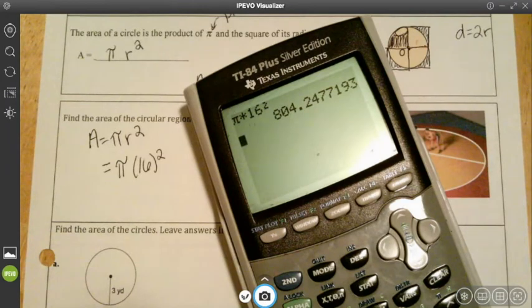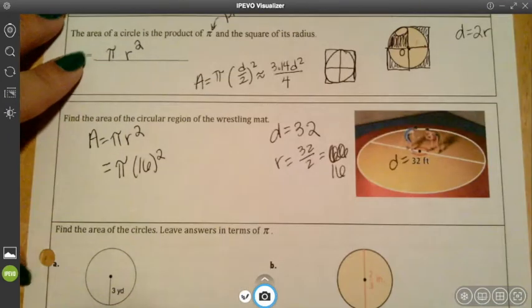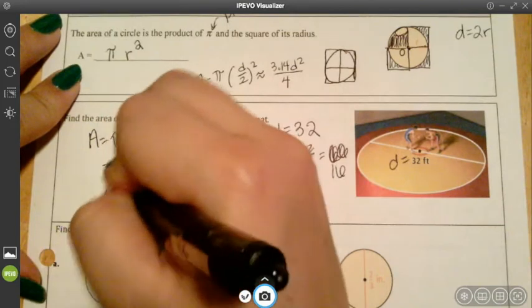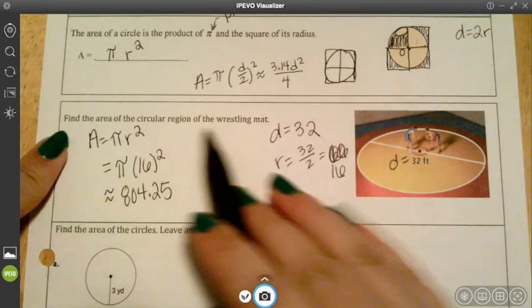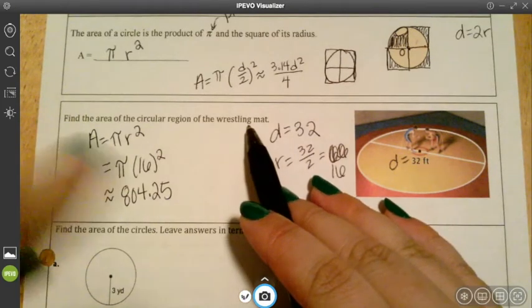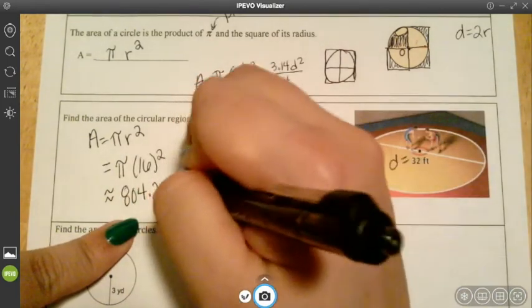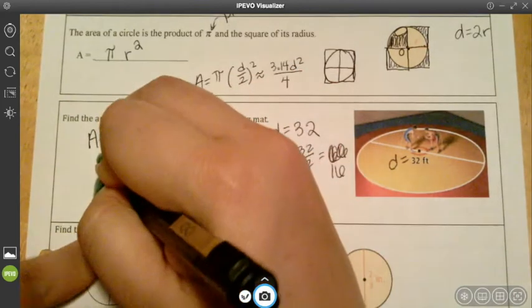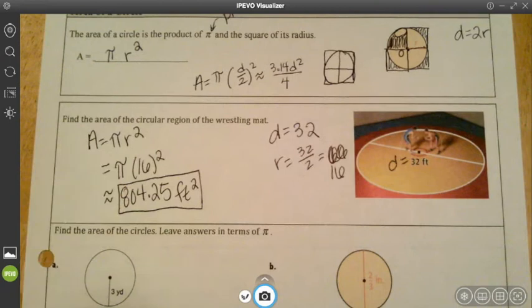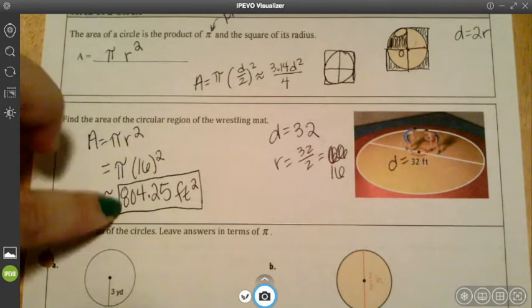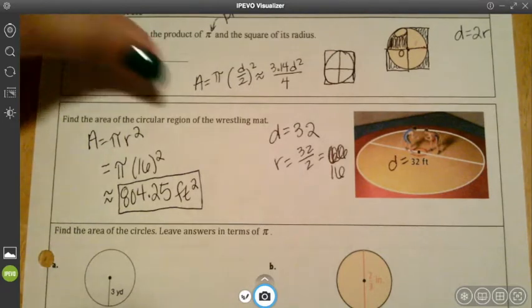So 804.25 is approximately 804.25. Double check, it doesn't say round to the nearest anything. This is an area, so it's feet squared. The reason I chose 2 decimal places is because pi, we usually represent to 2 decimal places. So that's a safe place to round when we're rounding our areas.